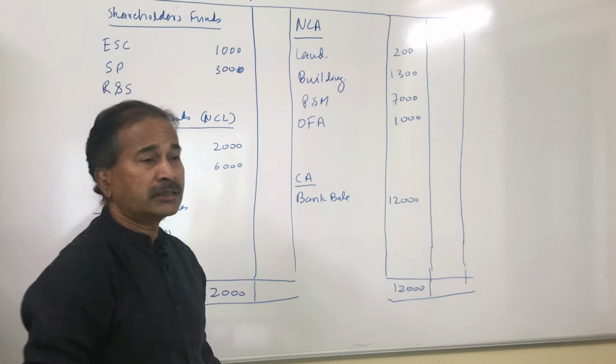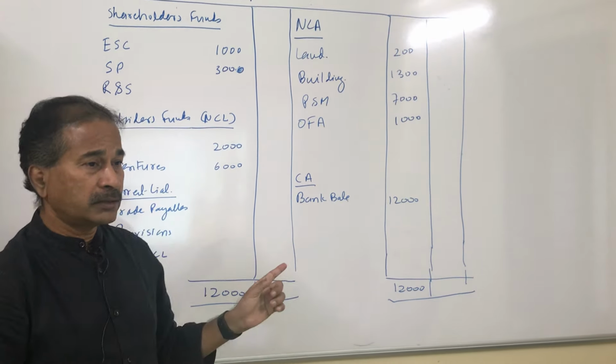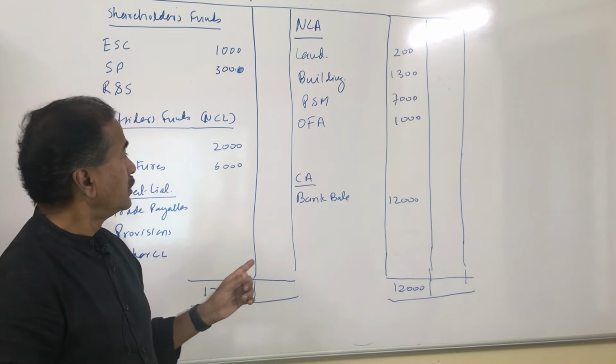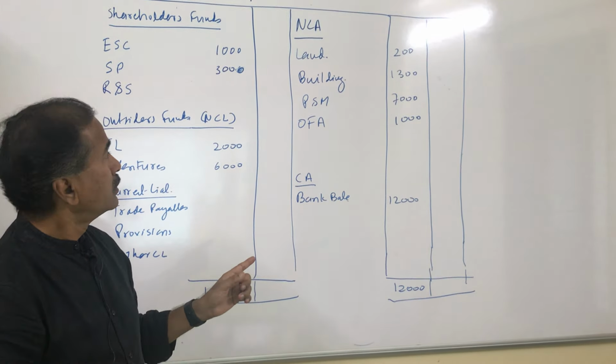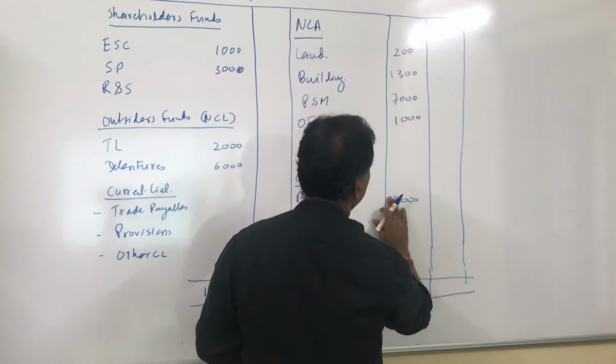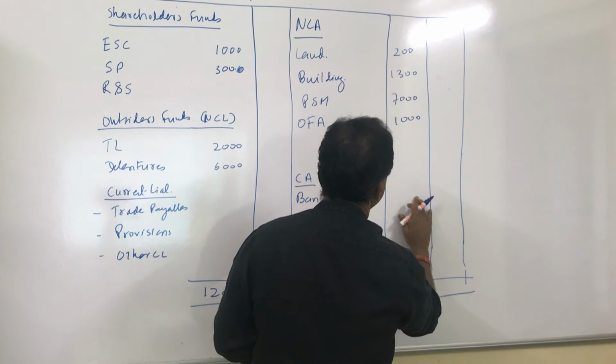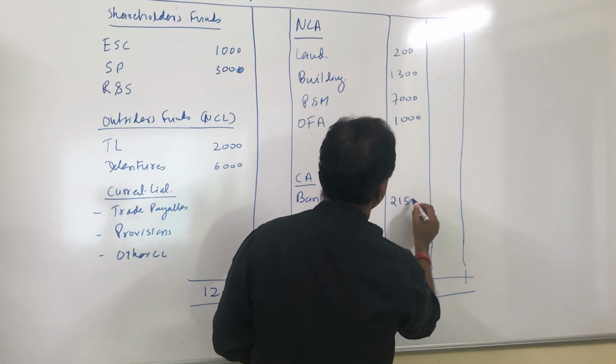तो आपका कैश एंड बैंक बैलेंस कितना हो जाएगा? How much will your bank balance be? 2,500, right? So this will not be 12,000, it will reduce to 2,500. How much? 2,500.